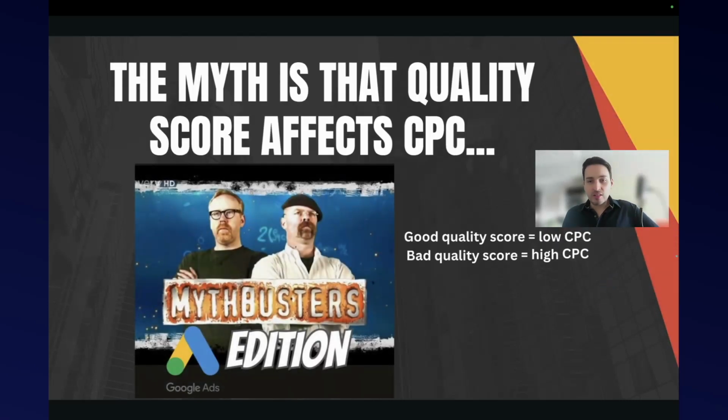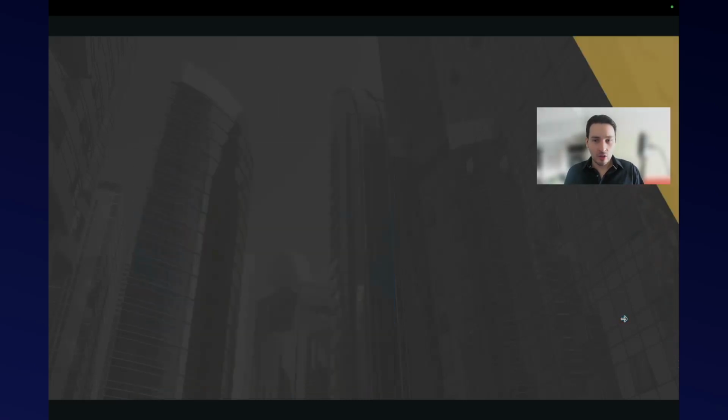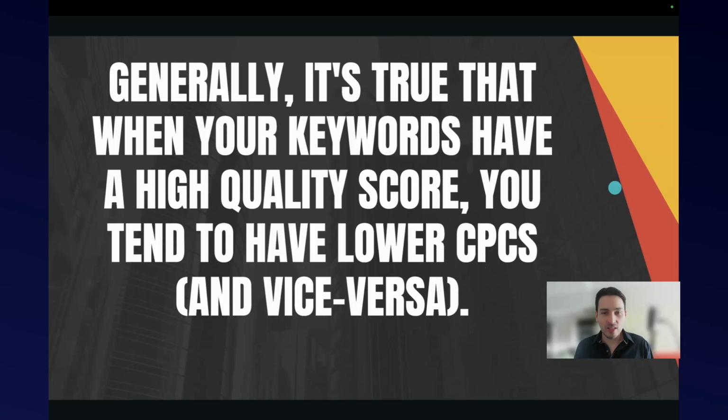The myth, and I did this post on LinkedIn a little while ago, is that quality score affects CPC. I have an image here of the Mythbusters Google Ads edition, which I posted on LinkedIn. The myth is that good quality score equals low CPC and bad quality score equals a high CPC. That's the prevailing thought behind it, and that's why so many people are focused on optimizing their landing page experience, ad relevance, and expected CTR, because they think that's going to lower their CPC, which is going to improve their cost per conversion. Again, obsession with the cost per conversion and the ROAS.